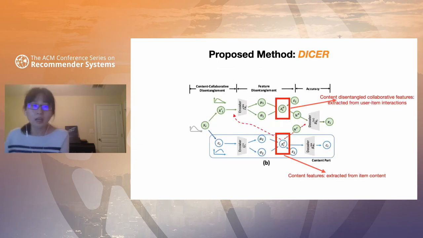Notice here, there are two key variables in our proposed model DICER. One is Z_I^C, which represents the content features extracted from item content information, C_I, where I represents the item I. Another important variable is Z_I^O, which represents the content disentangled collaborative features that are learned based on both user item interactions and content information.